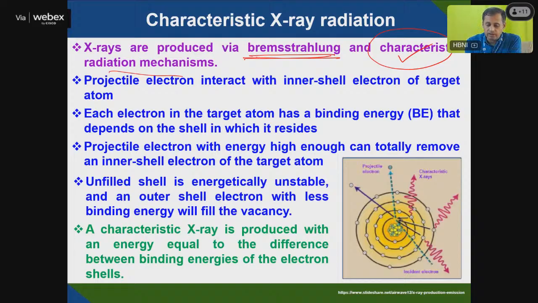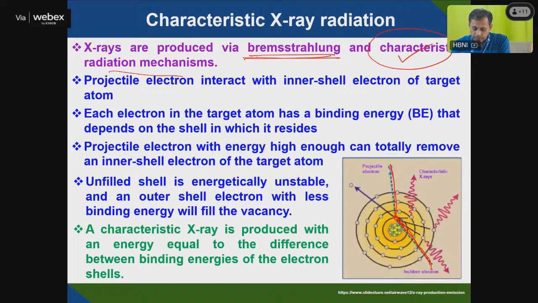The projectile electron interacts with the inner shell, the target electron. You can see here that the incident electron beam is coming in. It falls on the core electron, and then the projectile electron comes out.